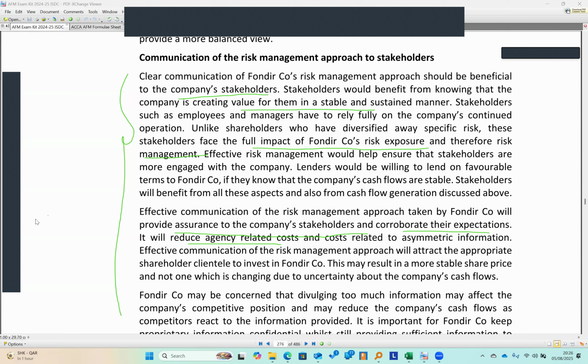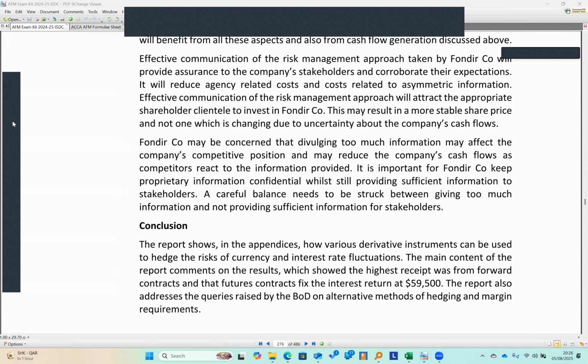However, they are saying do not give them so much information, because if you have everything out there, then the competition may know what your positions are, and they may use it to reduce your competitive power. So you need to strike a balance between making those guys happy, but also not giving them everything. So then you conclude.